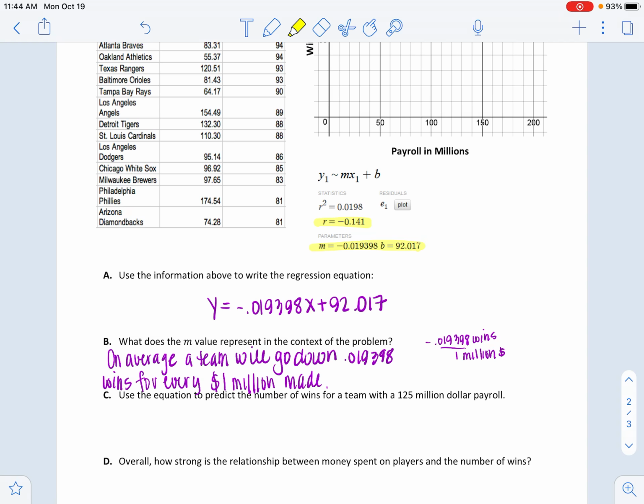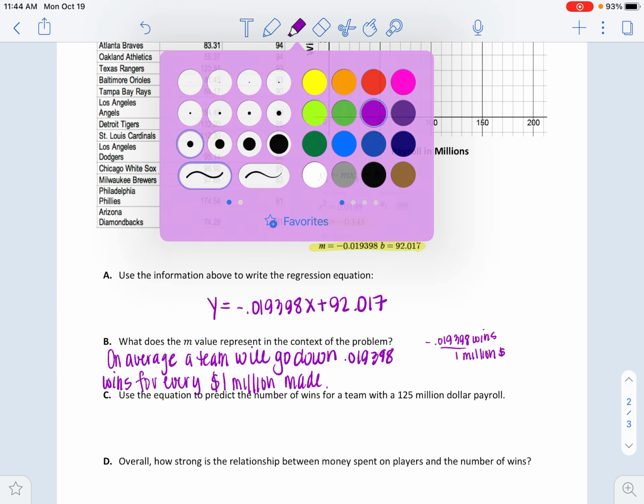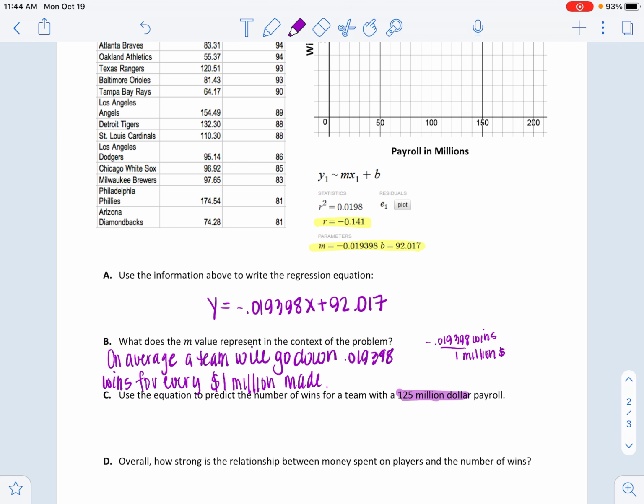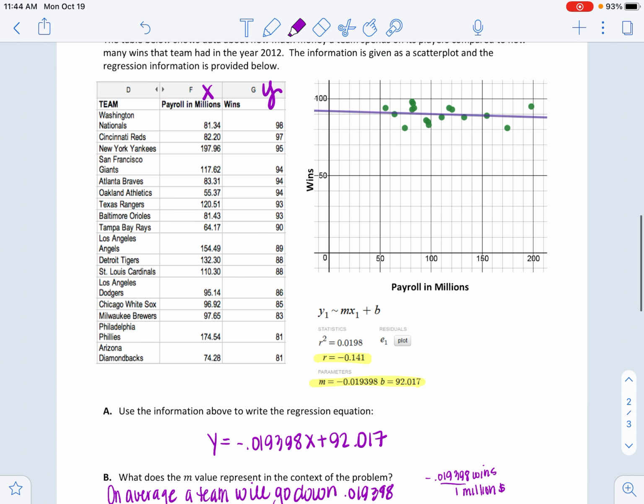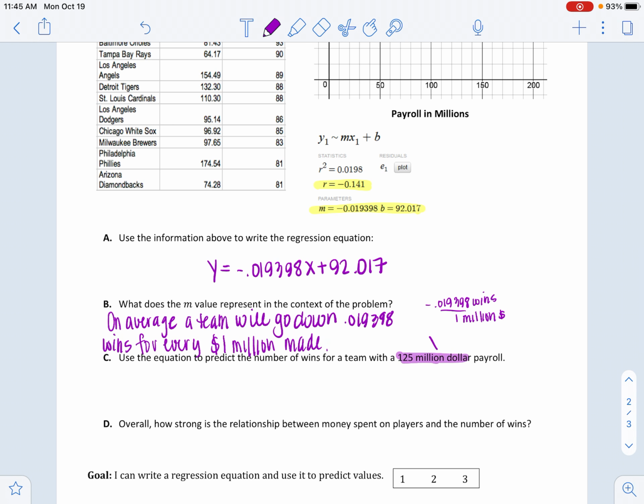payroll. So first off, let's switch my highlighter color here. I'm going to do it in purple. $125 million. Is that an X value or a Y value? Millions. It's an X value. So I'll put X up here. And now I know that I'm going to plug that in for X.